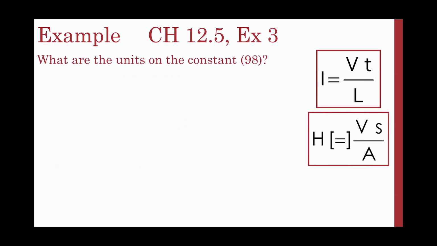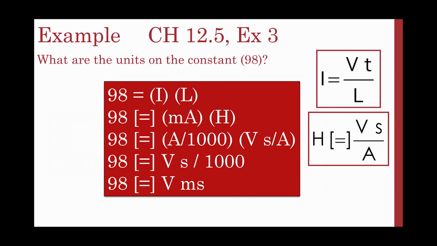What are the units of the constant 98? Well, if we compare our equations, we have 98 is equal to our inductance times our current, which is milliamps times henries. As a reminder, a henry is a volt second per amp. So we have amps divided by 1,000 because we were looking at milliamps, times volt seconds divided by amps. So we have volt seconds divided by 1,000. So we have volt milliseconds.